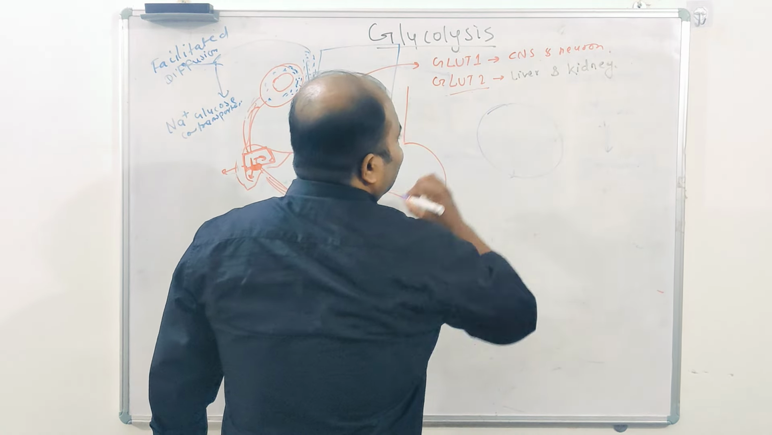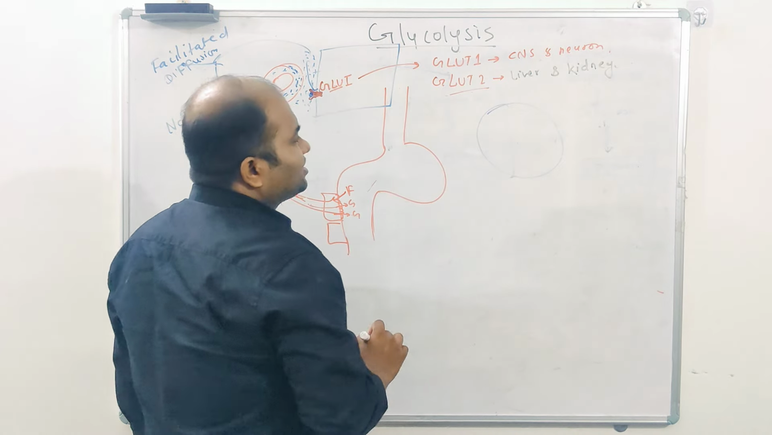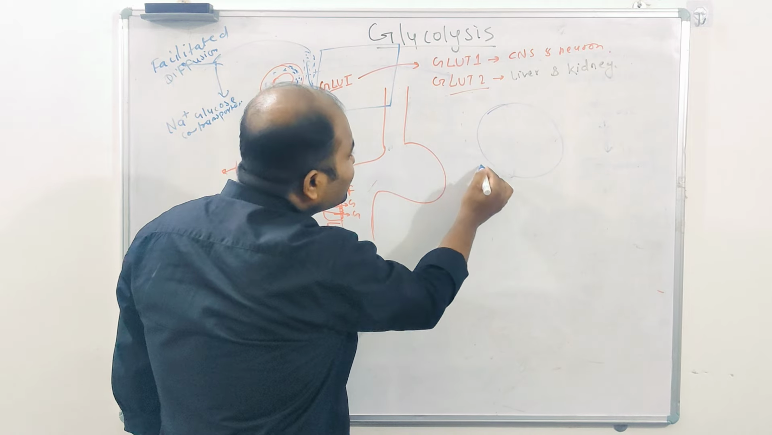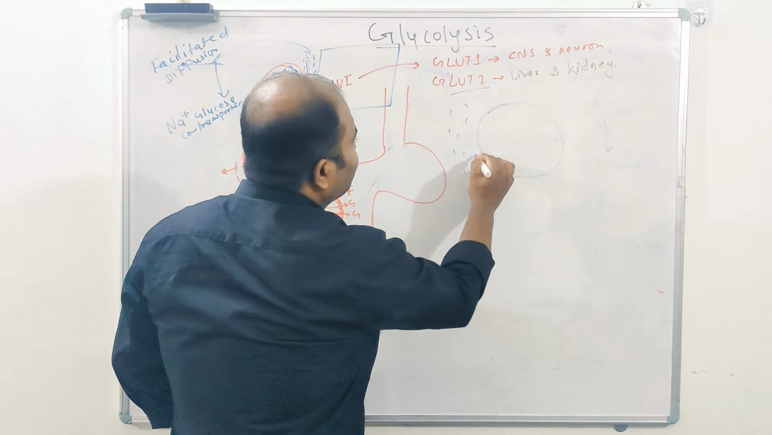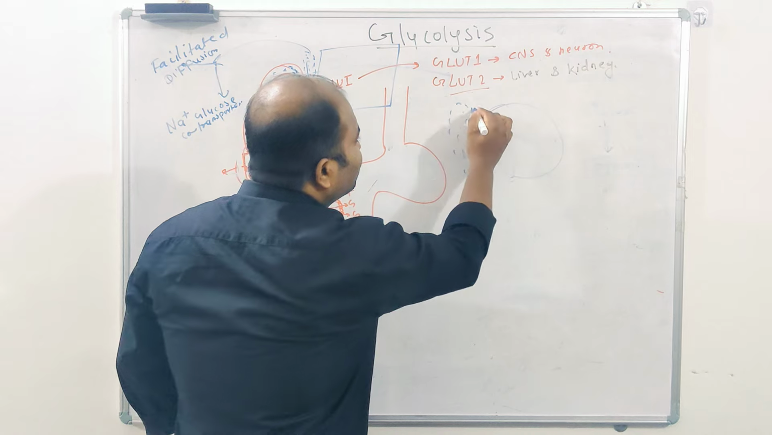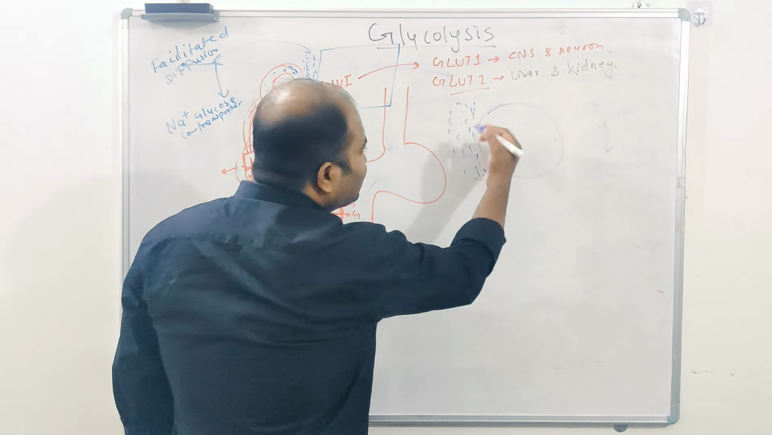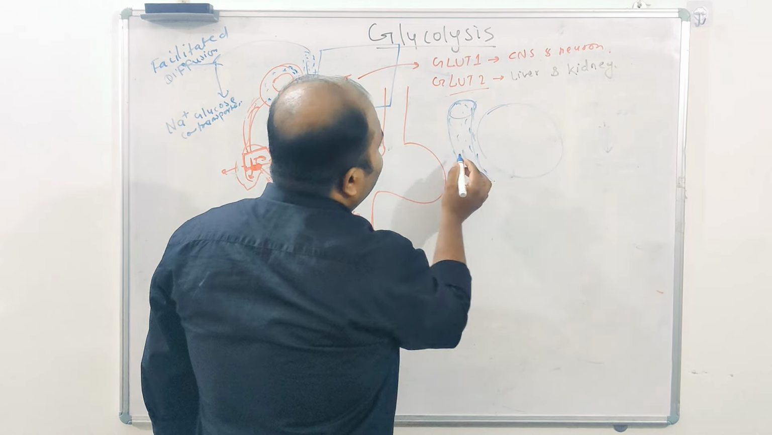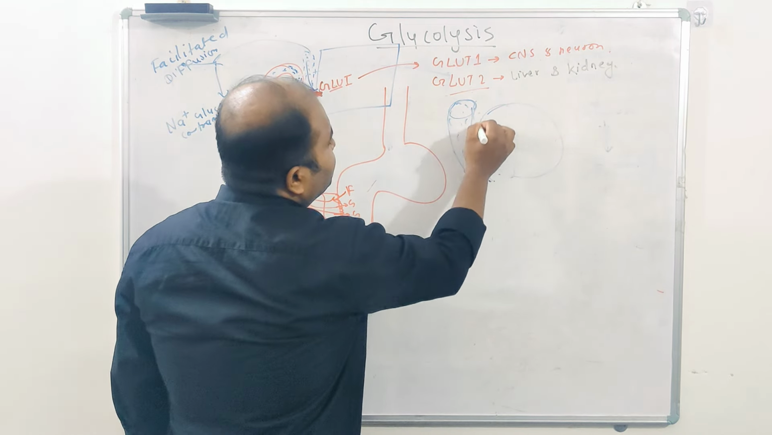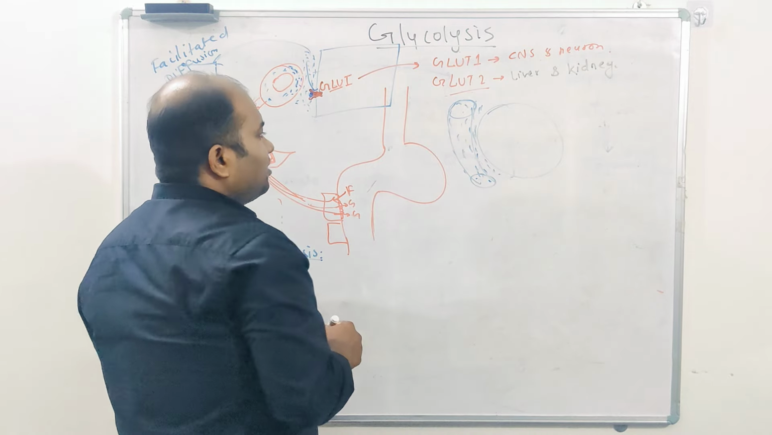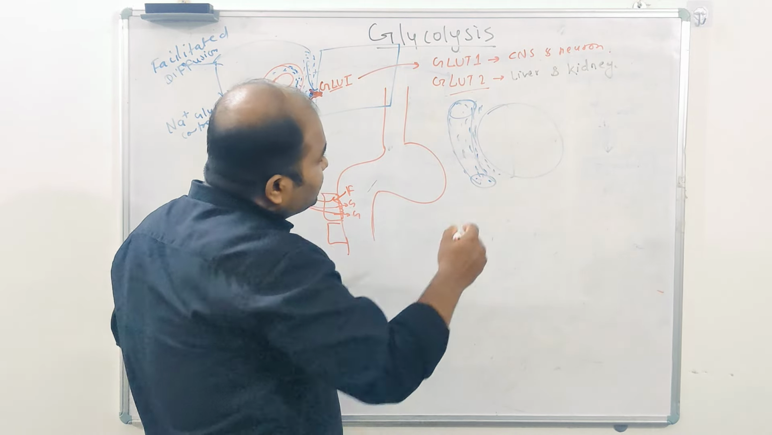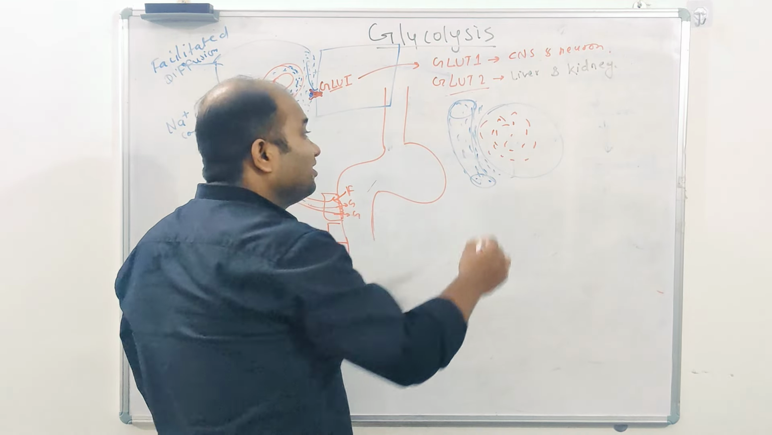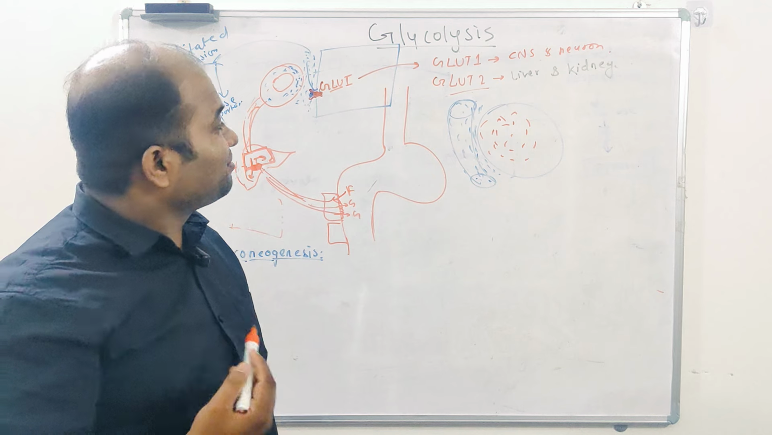This is the cell, and the major magic of this cell is the concentration of glucose outside the cell. Let's assume this is blood. Blood and interstitial fluid both have the same concentration, right? And the concentration of glucose inside this cell is equal. This is the one magic.